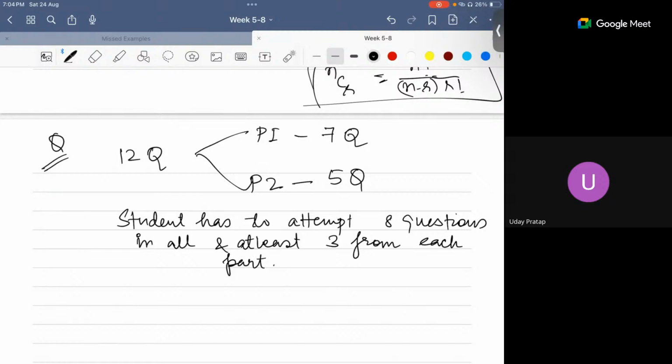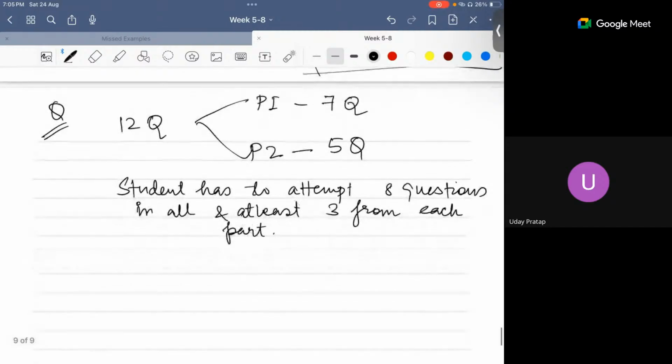You don't have to worry which question they are choosing. You just have to care that they have to choose out 8 questions, 8 questions they have to attempt. That's it. So arrangement, you don't have to worry about. They're just asking, a student has to attempt 8 questions in all, and at least 3 from each part. Then what can be the number of ways that a student can attempt the questions? How will you approach?